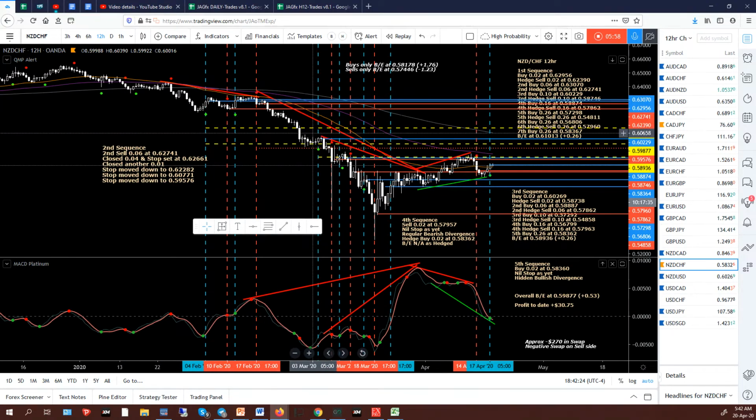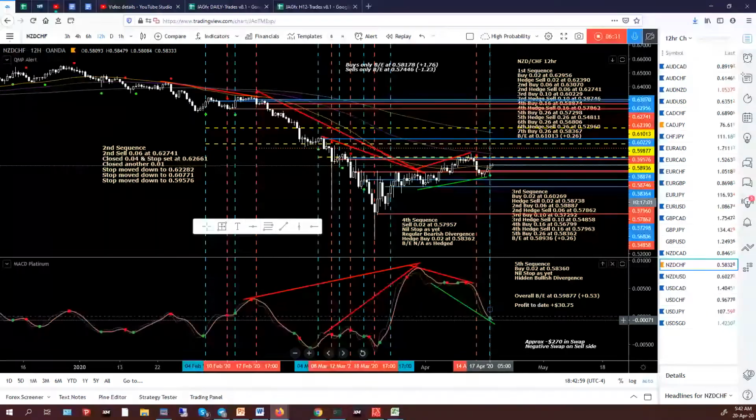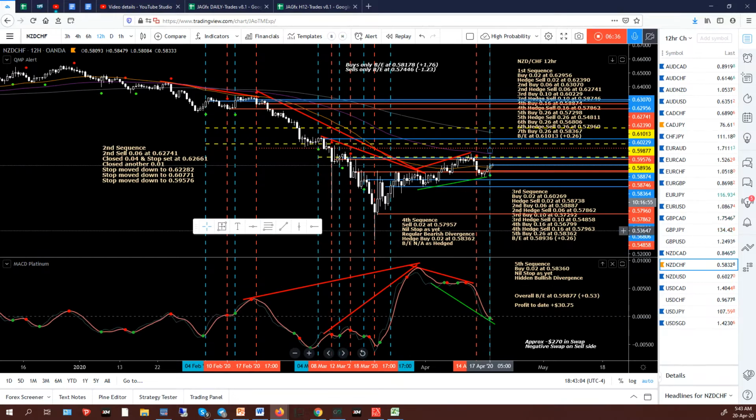The third sequence starts in here. So this is when the MACD platinum was below. So this is third sequence from this trade all the way across. The fourth sequence started, we took a sell. Where did the fourth sequence start? Here, sorry. So fourth sequence started here. So it's got a sell, and I took a hedge buy this morning because the MACD platinum's now below the zero, and the fifth sequence is the last trade. So this is a buy trade. It's a buy signal this morning.